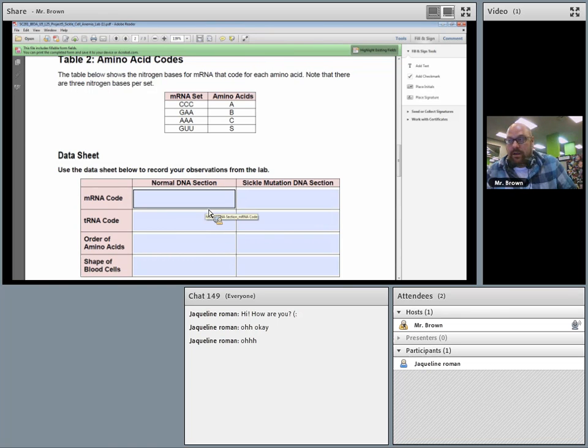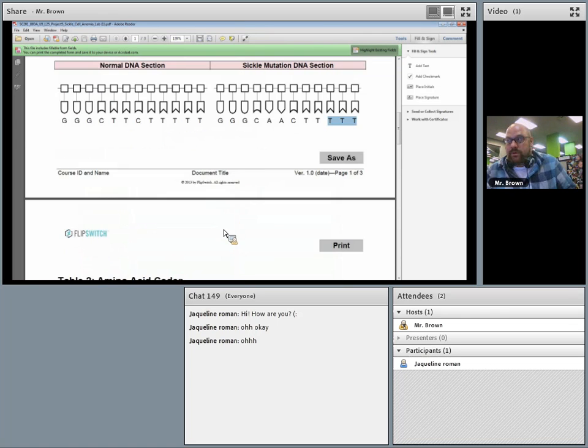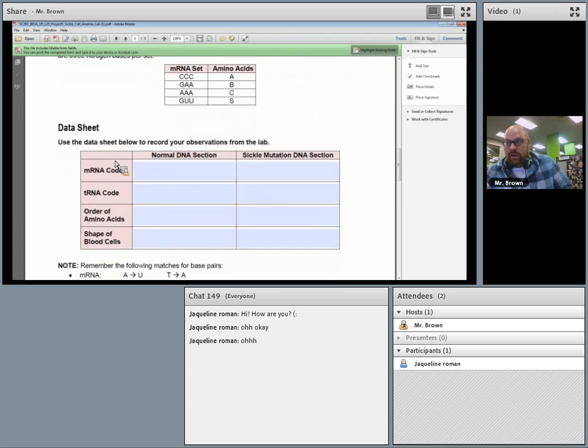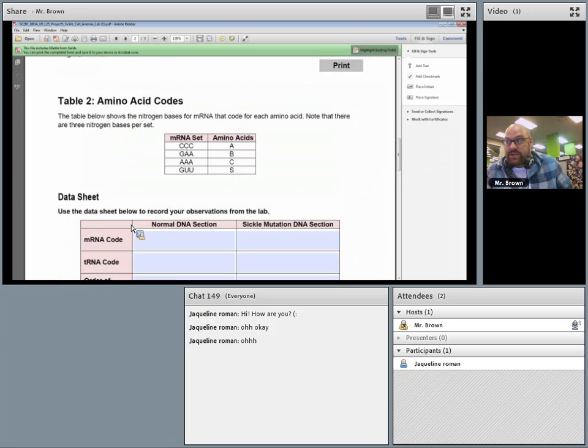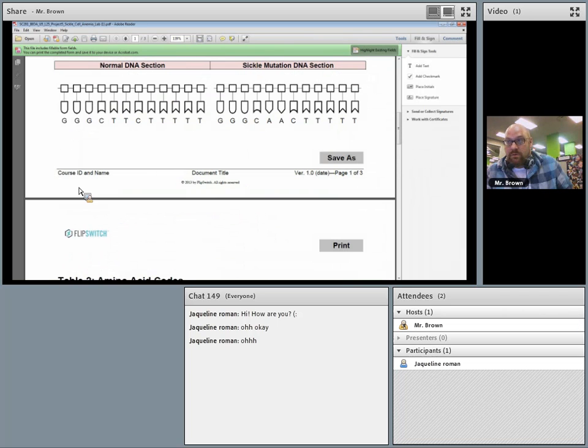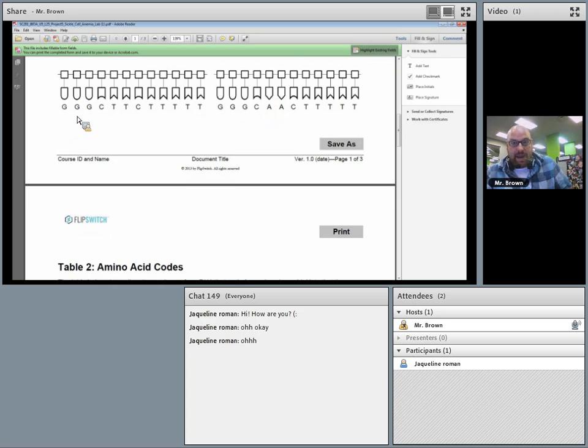Now for mRNA, for this table on your data sheet, you're using the DNA strands on the bottom of page 1. You're using the pairs. G and C pair up, T pairs with A.